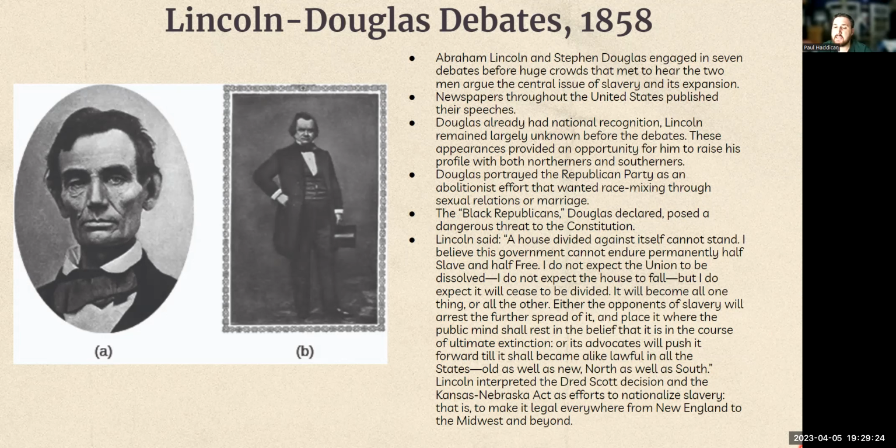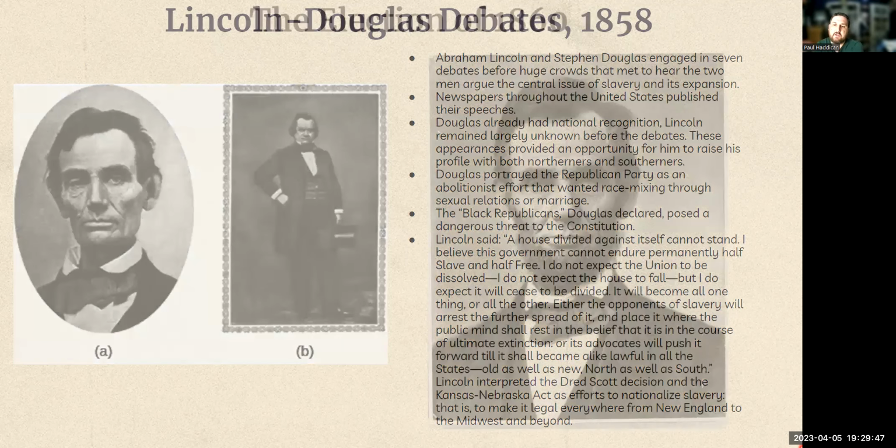So Lincoln's going to interpret the Dred Scott decision and the Kansas-Nebraska Act as efforts to nationalize slavery and make it legal everywhere from New England to the Midwest and beyond. And he won't really take a stand and say he is pro-slavery or he is anti-slavery. He's just going to say, hey, we can't keep doing both. We've got to pick one, and that's what it's going to be. And so it's very interesting in his debates here that we see that come through.